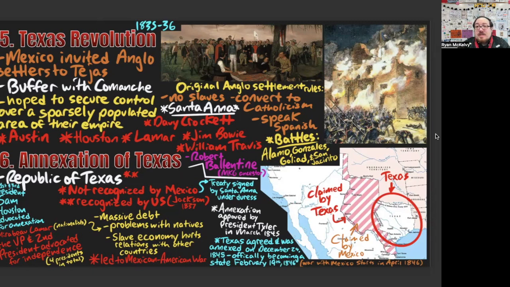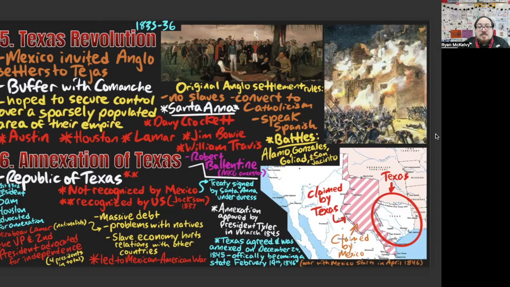That was not something that sat very well with the Anglo settlers. Many of them will refuse to convert. They will convert only nominally, and then still practice their Protestant ways. They will also not really learn Spanish that well. And many of them will also sneak in slaves. And you also have another huge problem where you have a bunch of illegal immigrants coming into Mexico from America, these early Texas settlers, without doing what they're supposed to.